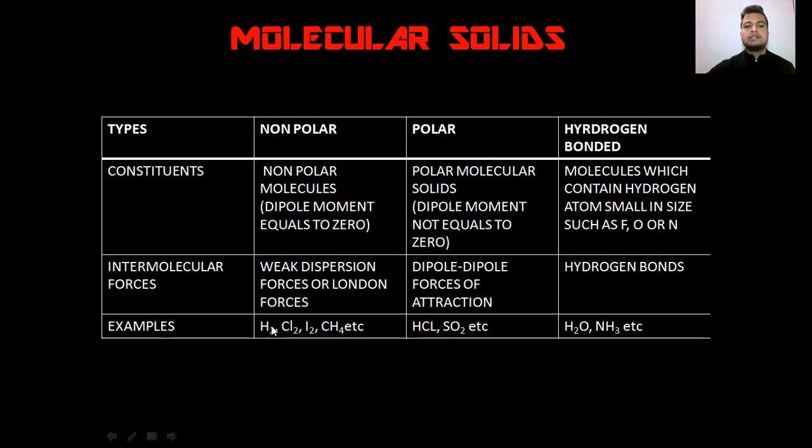Examples: all those solids which have dipole moment equal to 0, H2, Cl2, I2. All these homonuclear diatomic molecules, having the same atom, are considered non-polar. That does not mean that others are not. CH4 is also non-polar, because the net dipole moment of the system is always equal to 0. Among polar molecules, you have HCl, SO2, which have a net dipole moment. And among hydrogen bonded, you can clearly see oxygen is bonded to hydrogen, nitrogen is bonded to hydrogen, so they have hydrogen bonded to an electronegative element small in size. That is how we can categorize molecular solids.